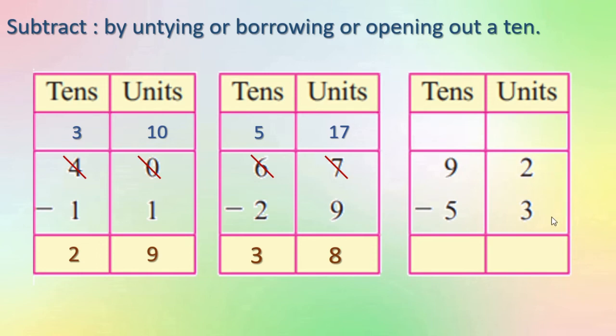Here 2 is smaller than 3. So it borrows from 9 and 9 becomes 8. And here 2 becomes 12. Am I right? 12 minus 3 is possible. So 12 minus 3 is 9, and 8 minus 5 is 3. Right? Like this only you have to complete all the rest of the sums.